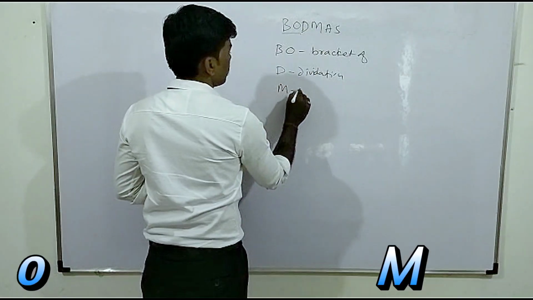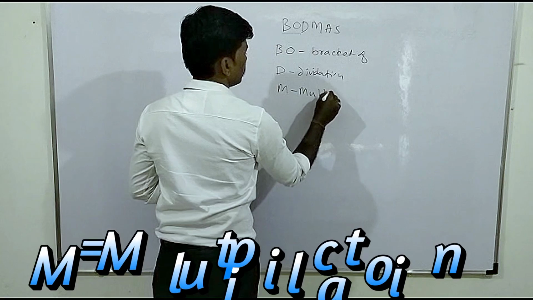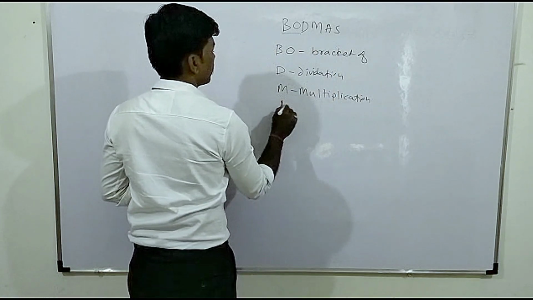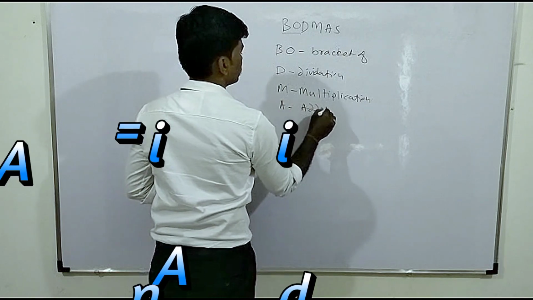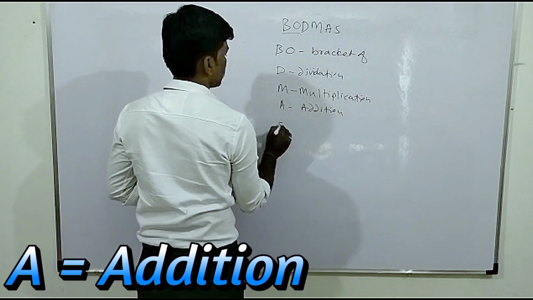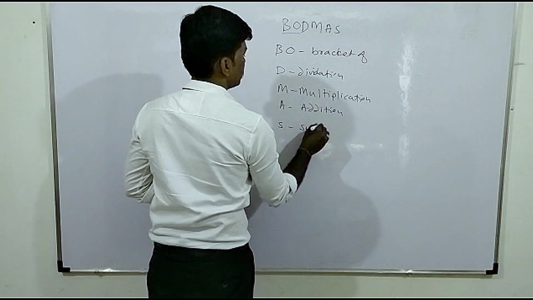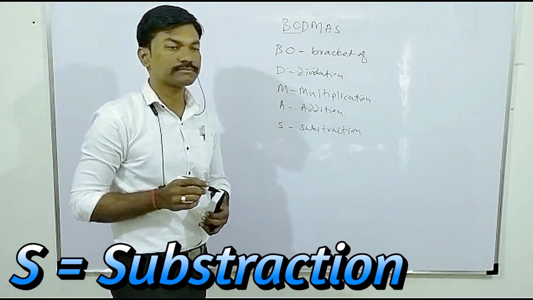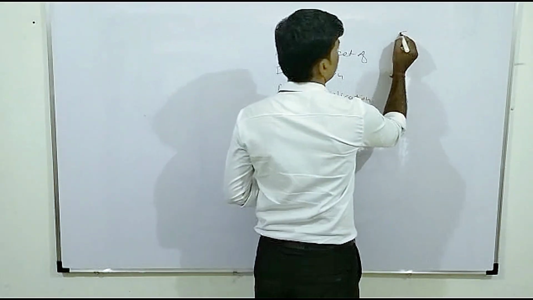Next one is M. M means multiplication. A stands for addition. And last, S stands for subtraction. It means we should do the subtraction at the last. Okay, we will see one problem.